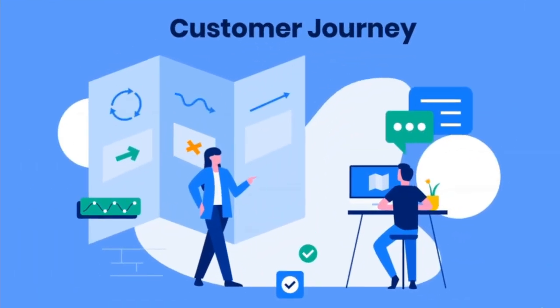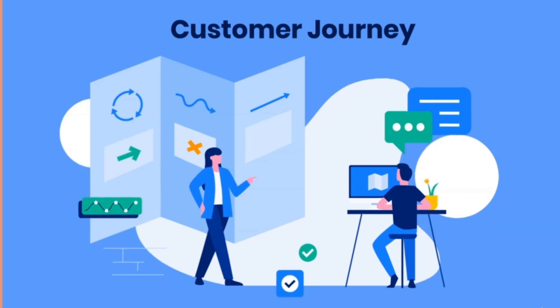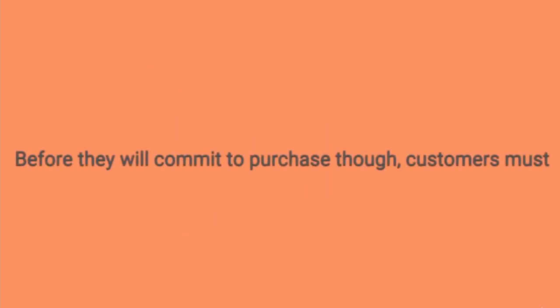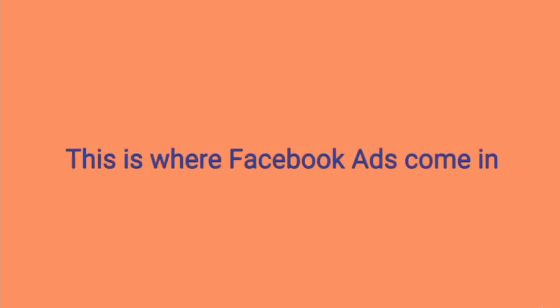Another factor you must consider is the 3-stage customer journey to purchase. The customer journey can be compared to a relationship. In a relationship, the goal is to get commitment, but in this case, the commitment you're seeking is to get the customer to buy. Before they will commit to purchase though, customers must first, discover your brand and get to know you. 2, trust you. So that 3, they can make the decision to commit, i.e. purchase. This is where Facebook ads come in.